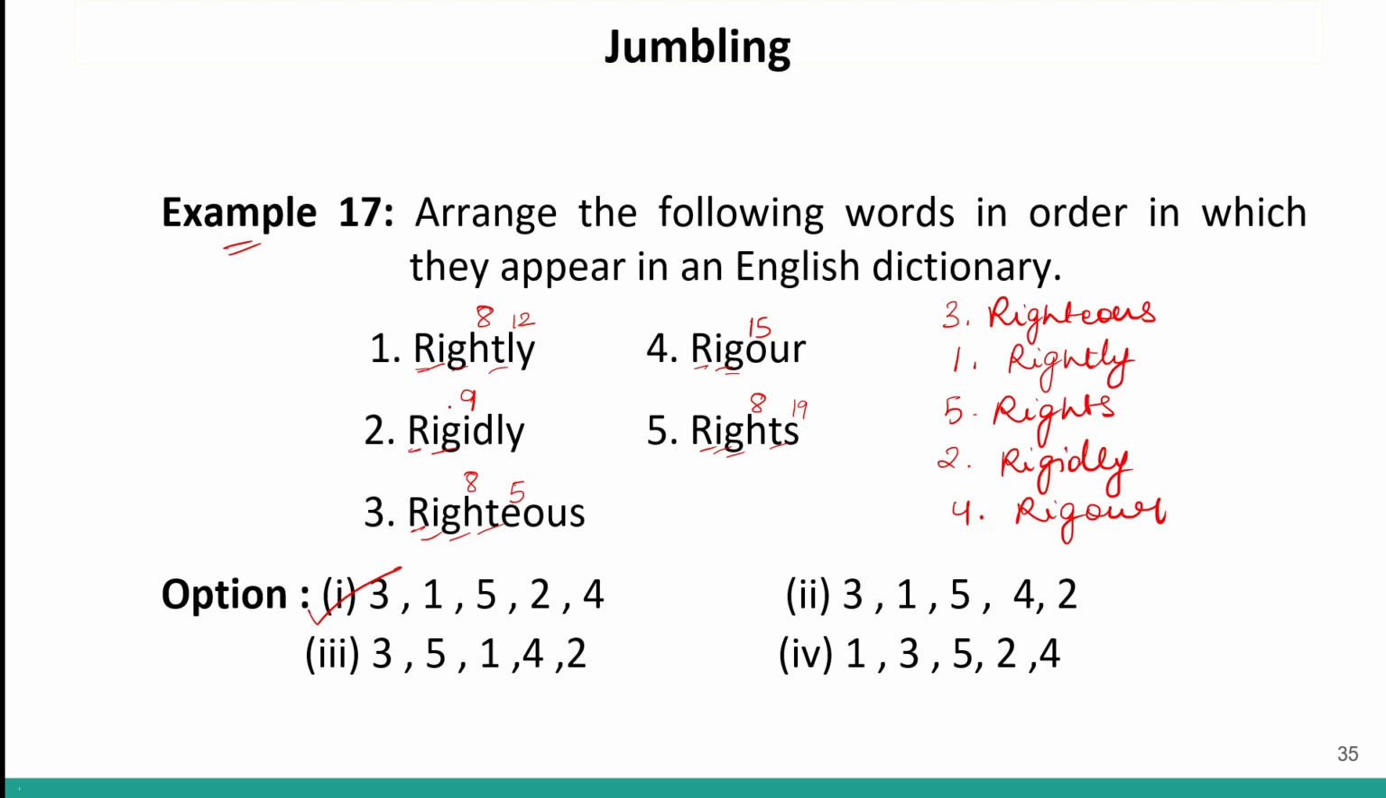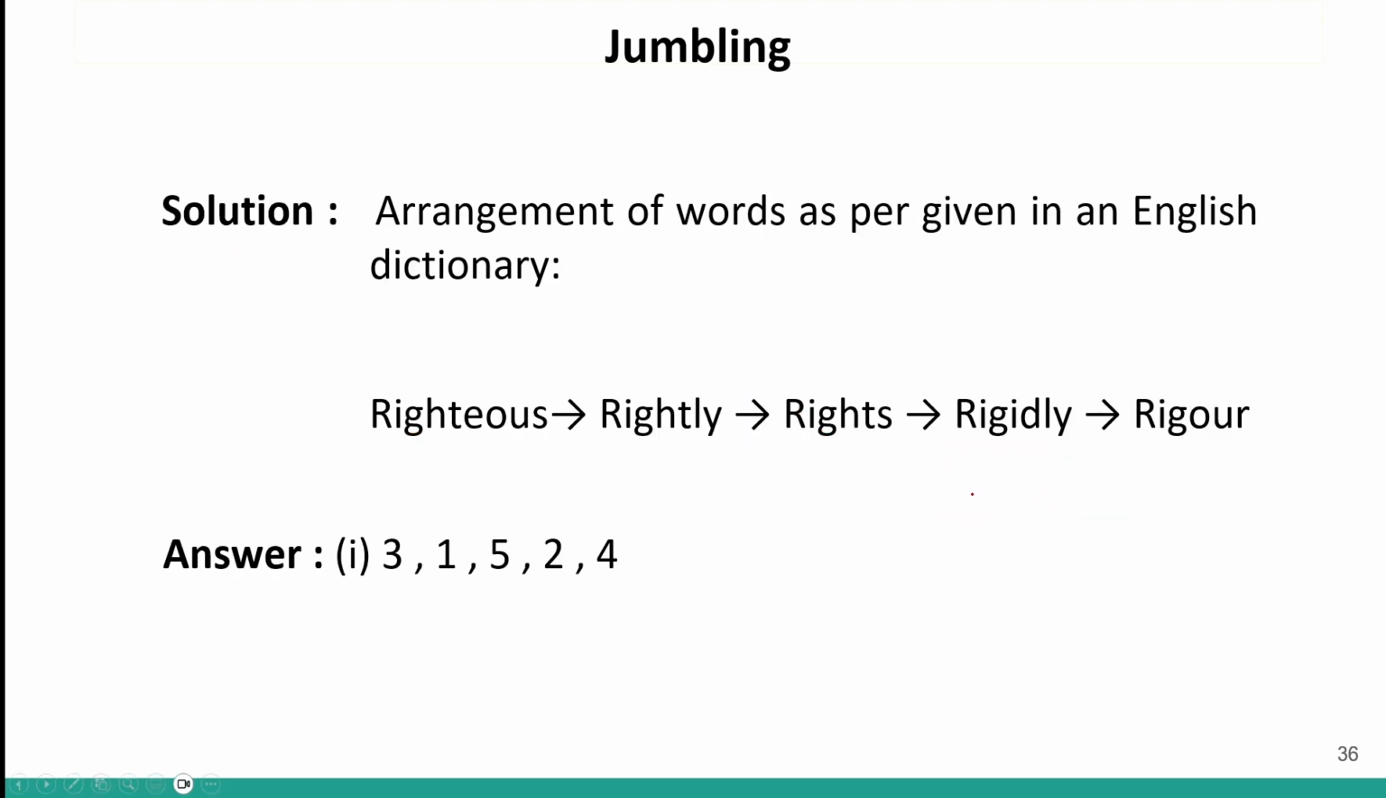So what we did first, we found out that till the third letter we had no difference. Then based on the fourth, we found out that first, third and fifth will come first and then 2 and 4 will come. Then amongst these, until 5 letters there was no change. It had right, this also had right and this also had right. So until 5 letters there was no change, and then we moved on to the 6th letter to find out the order. So the final order is 3, 1, 5, 2, 4, which is option number 1. So option number 1 is your correct answer.